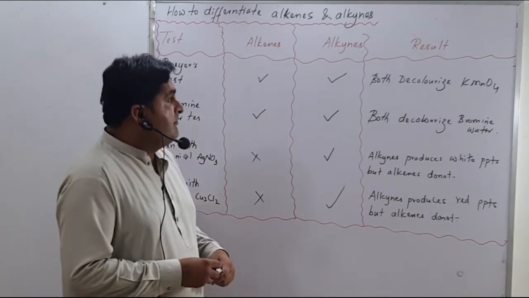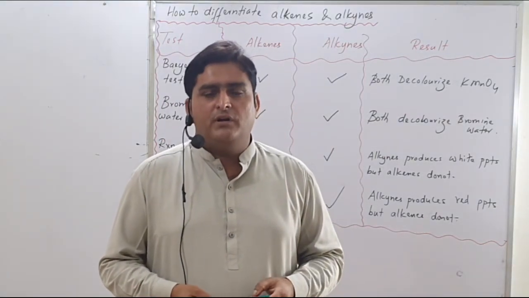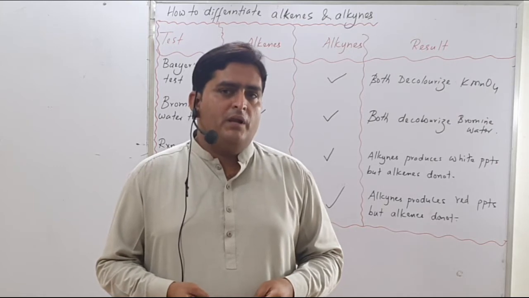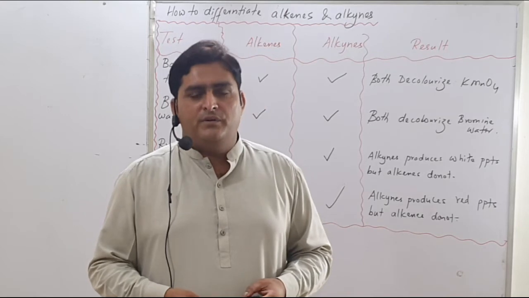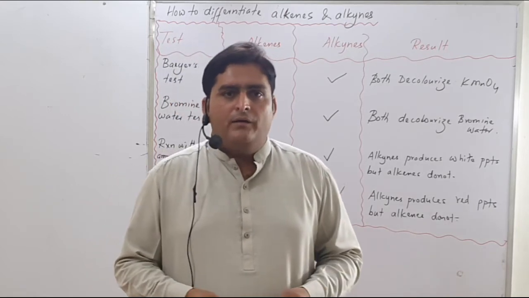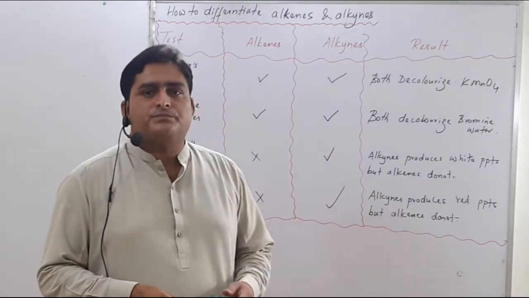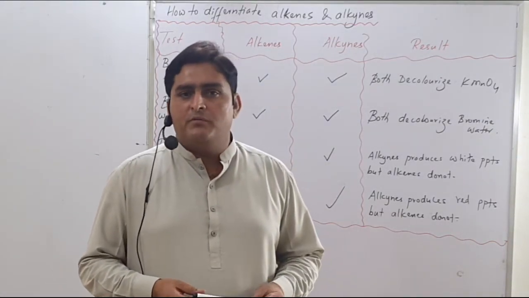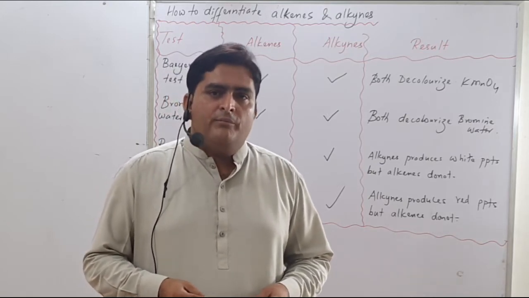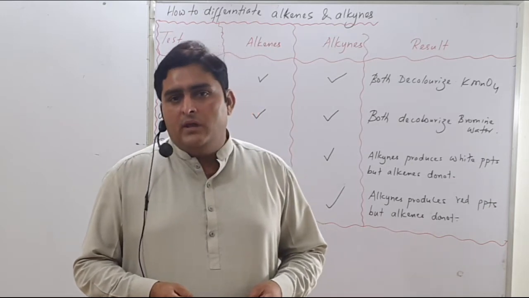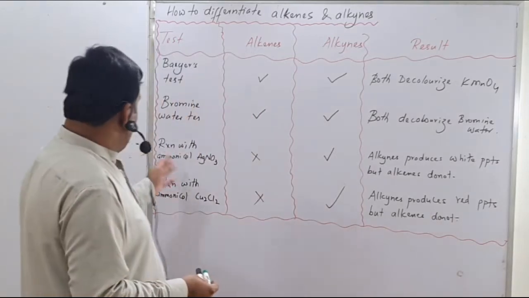So when both decolorize the orange red color of bromine water and the pink color of potassium permanganate, then how to differentiate these? We do an additional test for the confirmation of whether we are having an alkene or alkyne. If a compound decolorizes bromine water or potassium permanganate or Baeyer's reagent, it is an unsaturated compound. But it could be an alkene or an alkyne.